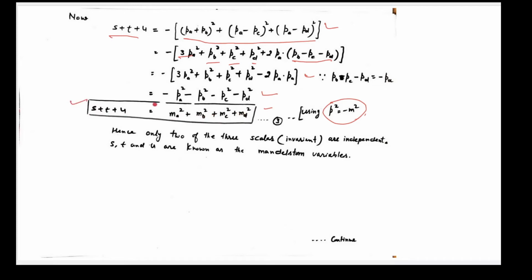From this equation it is clear that only two of these three parameters are independent, and the third can be obtained by using this relation. These three parameters S, T and U are generally called Mandelstam variables.